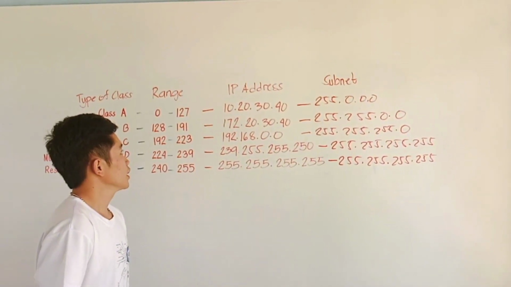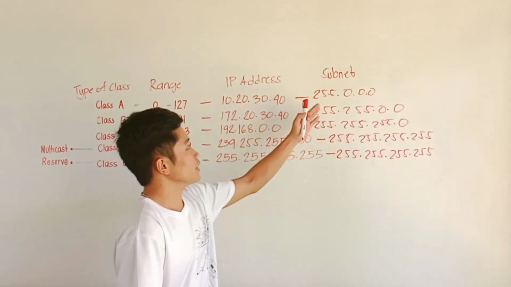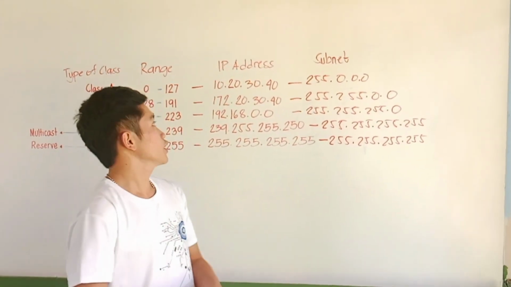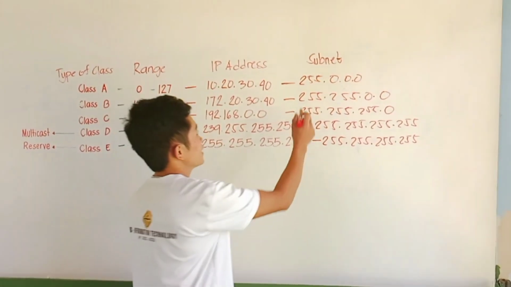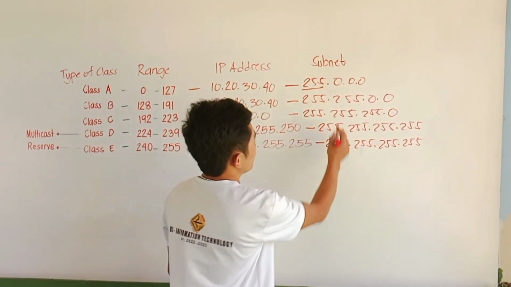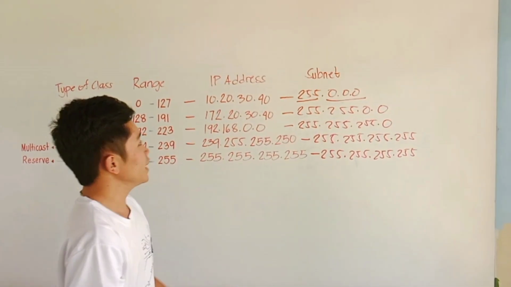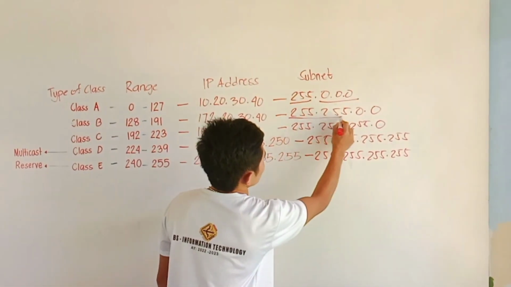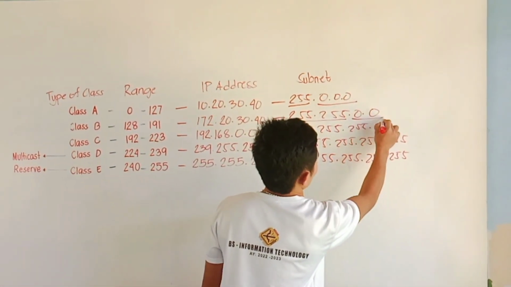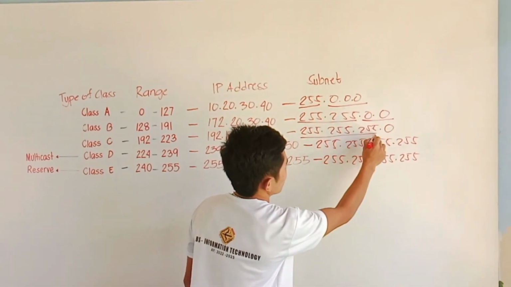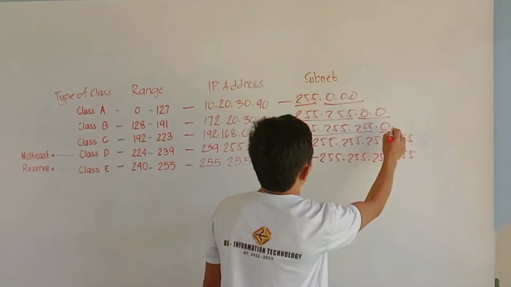So for this subnet mask, we can determine the network and the host. For class A, this is the network, and then this is the host. Then for class B, this is the network, then this is the host. Then for class C, this is the network, then this is the host.